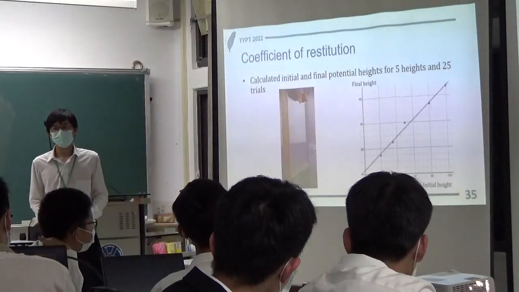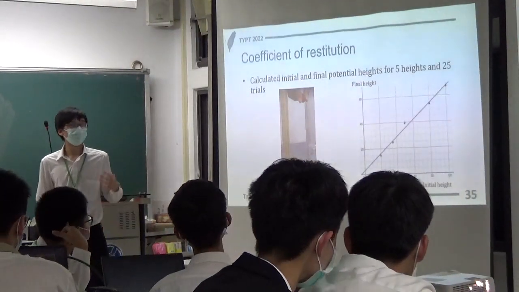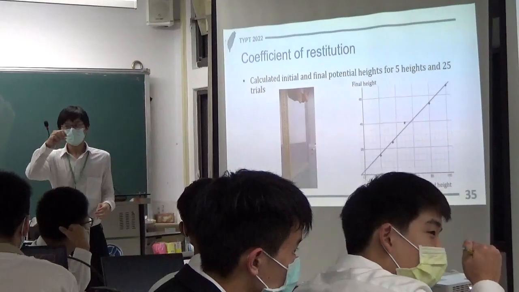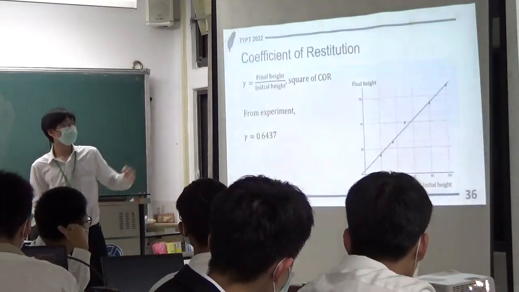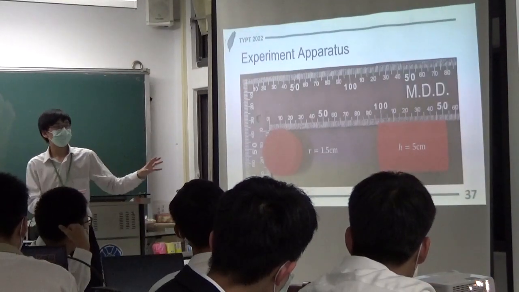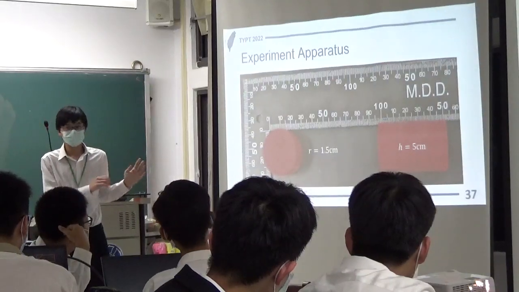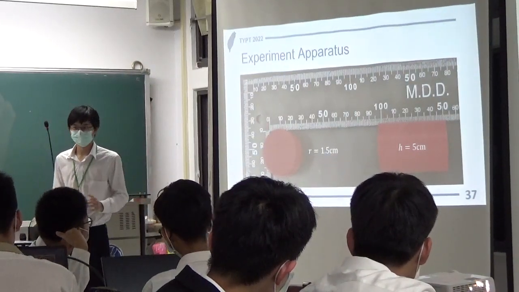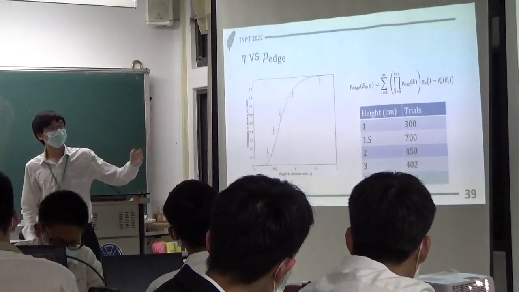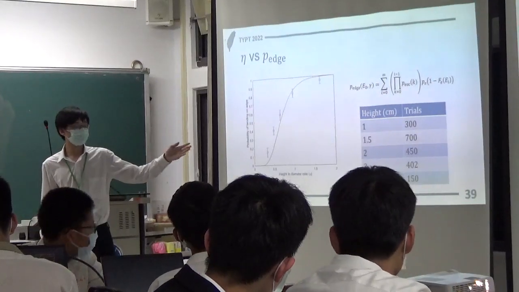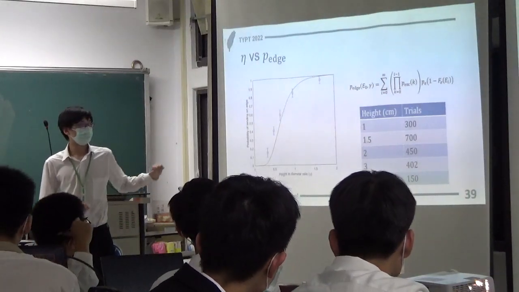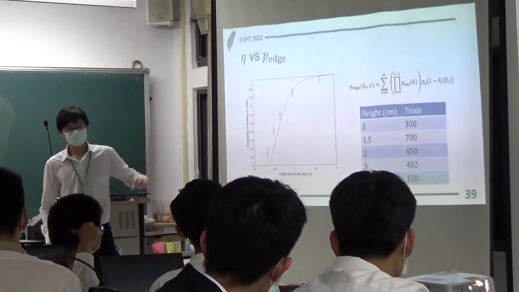And moving on to the experiment. First, we calculated the coefficient of restitution by finding the initial and final heights for 5 initial drop heights. Then gamma is equal to final height divided by initial height, and we got that to be around 0.64. We used 5 different cylinders of radius 1.5 cm and heights 1 cm, 1.5 cm, 2 cm, 3 cm, and 5 cm. And we got this graph with the blue representing the probability of edge and the orange representing the theory, with error bars.